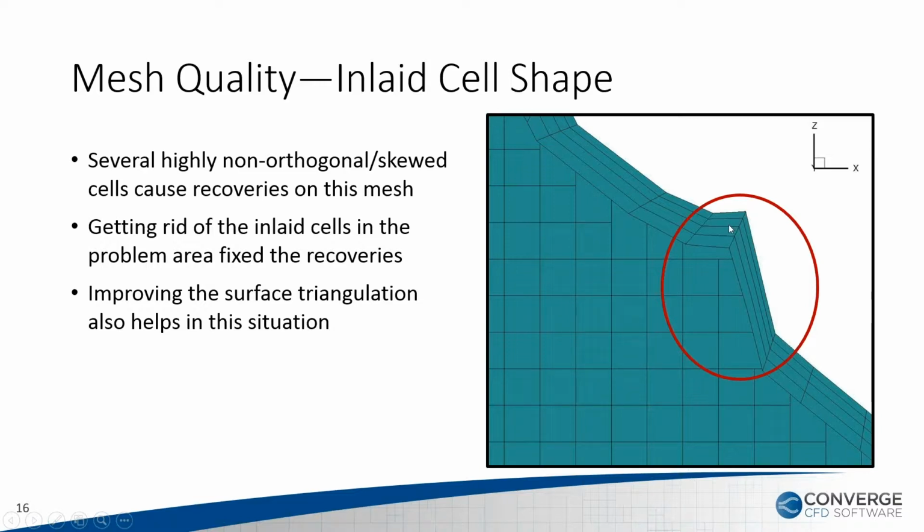So this kind of highly non-orthogonal or skewed inlaid cells can result in numerical instabilities. For this particular case, what we noticed was these problem cells were causing a lot of recoveries in the solution. A way to fix this would be to add more surface triangulation here so that you have more inlaid cells resolving this corner, and that helps in improving the stability and accuracy of the simulation.